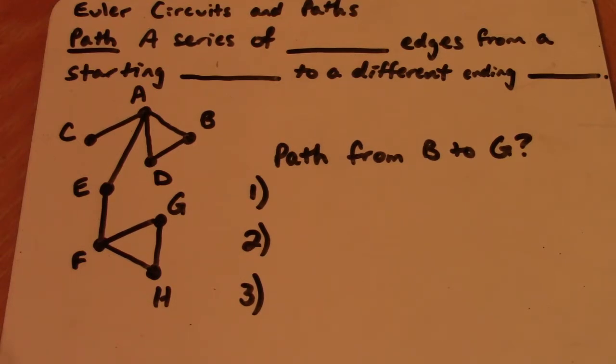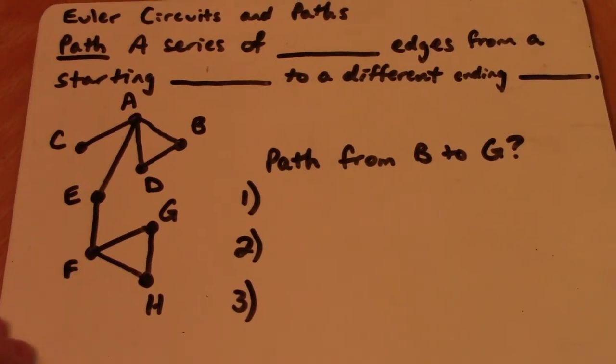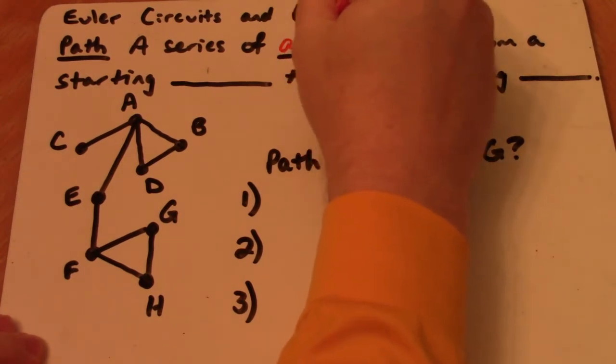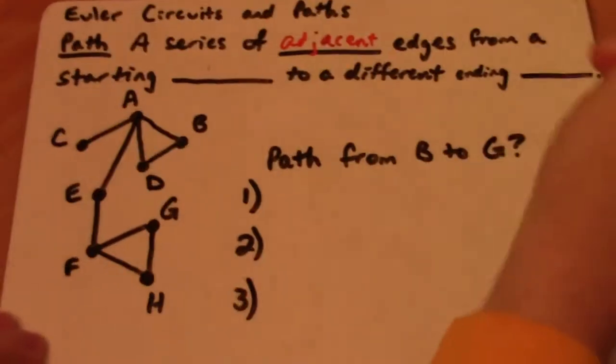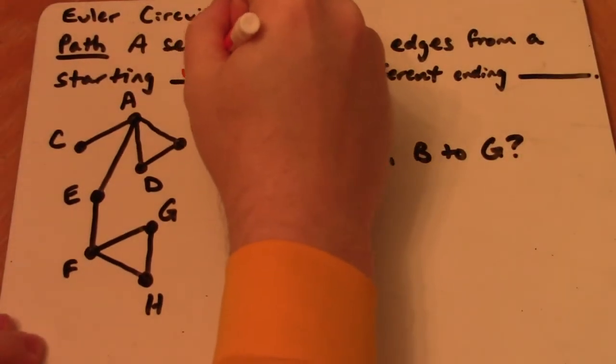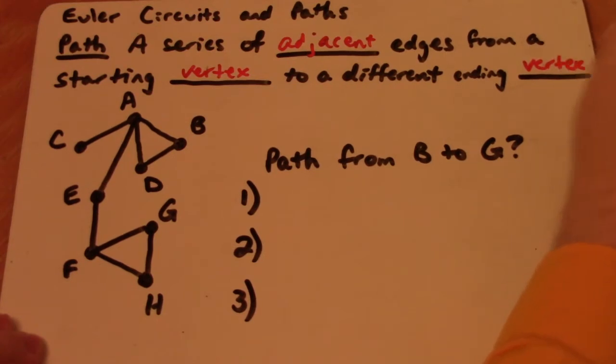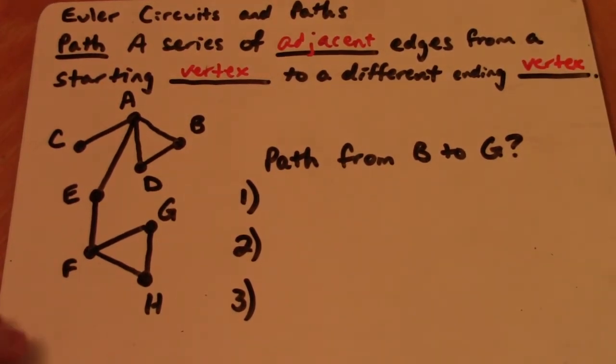So the first vocab word we need to put in place is this idea of a path. A path is a series of adjacent edges from a starting vertex to a different ending vertex. In other words, it is us being able to travel from one vertex to a different vertex by way of adjoining edges, because again, adjacent edges are edges that share an endpoint.